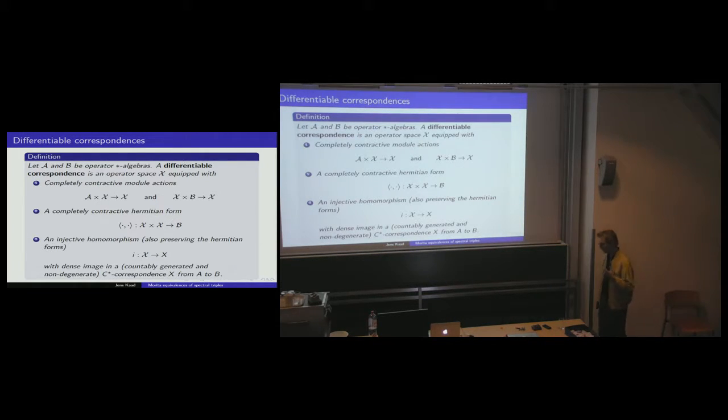So again, examples. First example is any C-star correspondence. Whenever you have a C-star correspondence from capital A to capital B between two sigma-unital C-star algebras, this is in particular a differentiable correspondence.